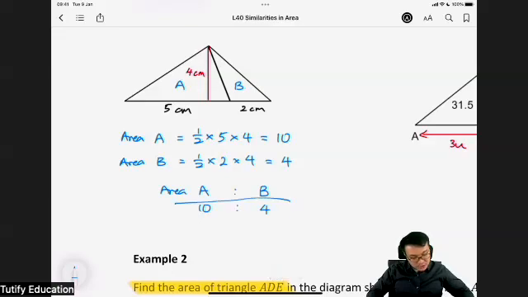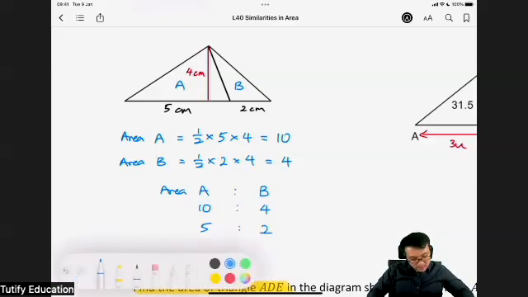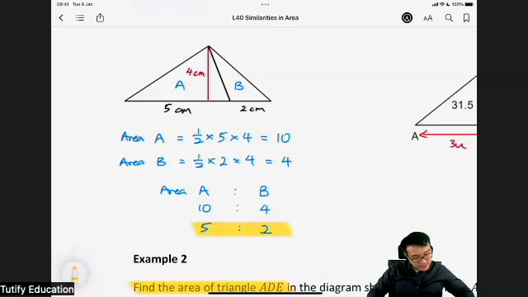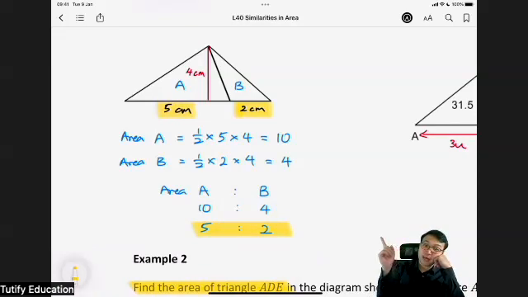The ratio is 10 is to 4. Can you simplify this for me, Talia? The ratio? 5 is to 2. Very good. Look here, 5 is to 2. What do you notice? The ratio of the area is the same as the ratio of what? The base. Very good.